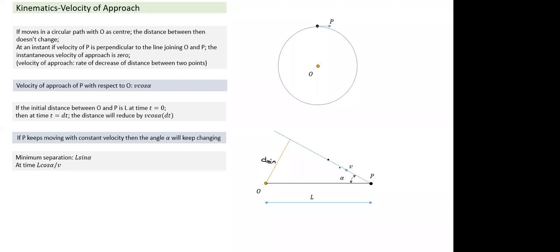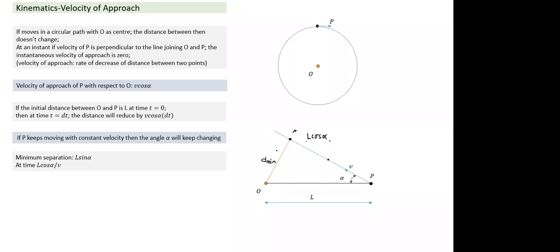So if motion is along a straight line, the point on the line at minimum distance from O is where you drop a perpendicular; the length of the perpendicular is the minimum distance. If the initial length is L and the velocity makes an angle alpha, the minimum distance is L sin alpha. That's the minimum separation. And at what time will it happen? It has to travel a distance equal to L cos alpha before the distance becomes minimum, so the time taken will be L cos alpha by V. This will be the time when the distance becomes minimum.